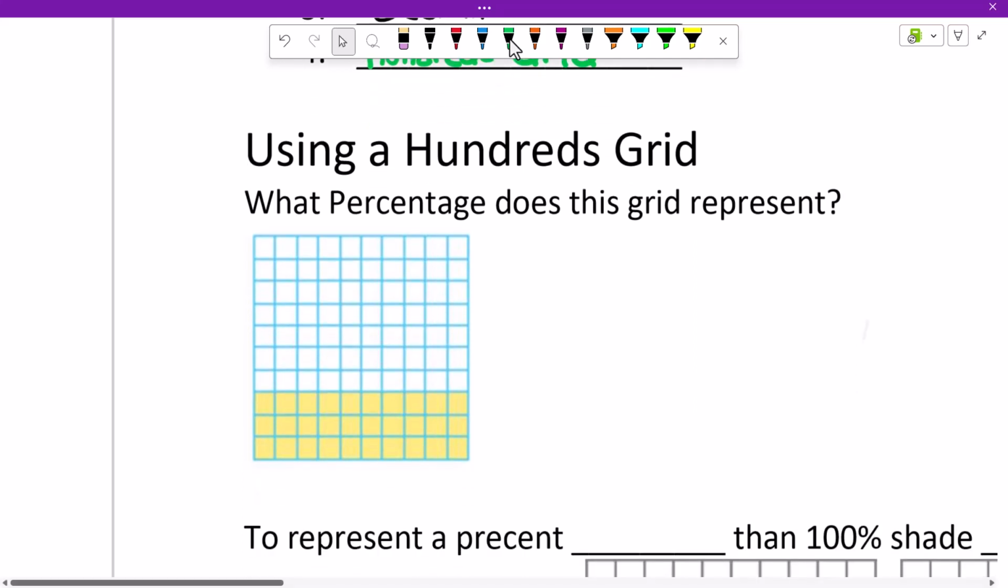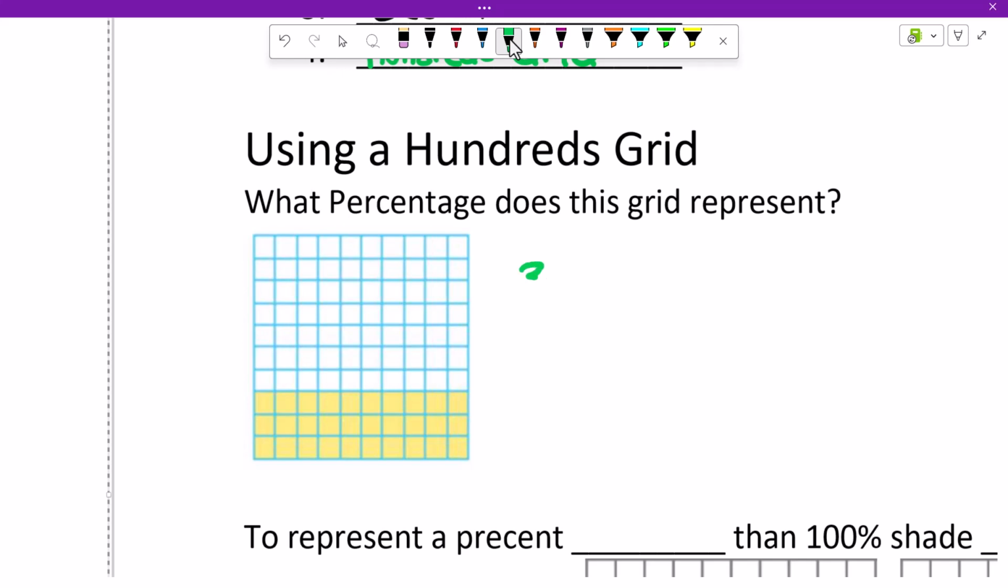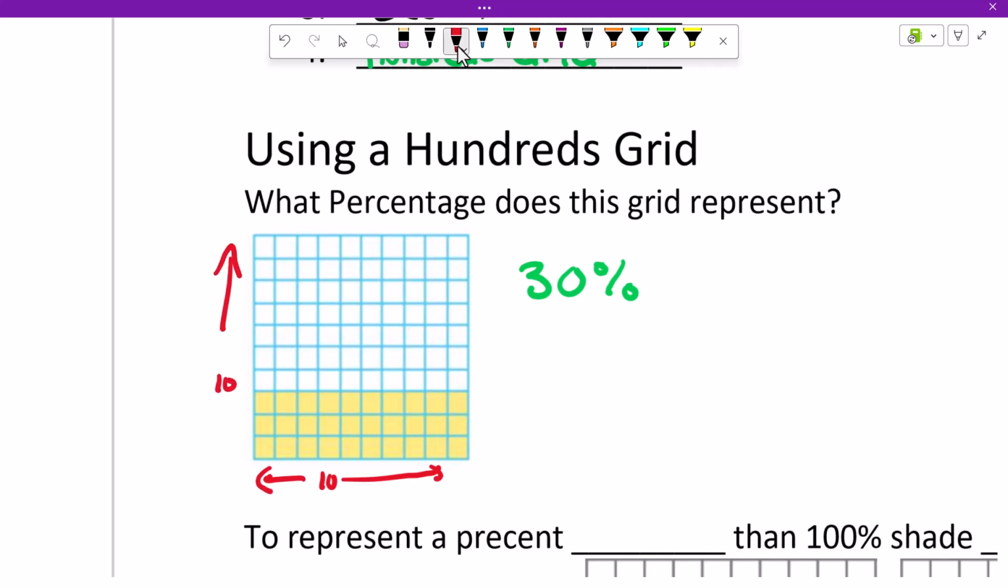So here, if I said this picture represents a percentage, Bryce, what would it be? 30%. We have 30 out of 100. 10, 20, 30. 30%. All right? That's how you would write down your answer. It makes it easier because we know it's 10 this way and 10 this way, so we can count by tens instead of counting each box.